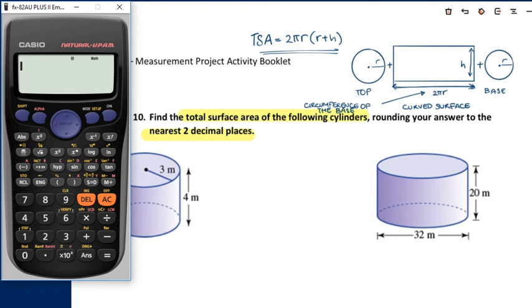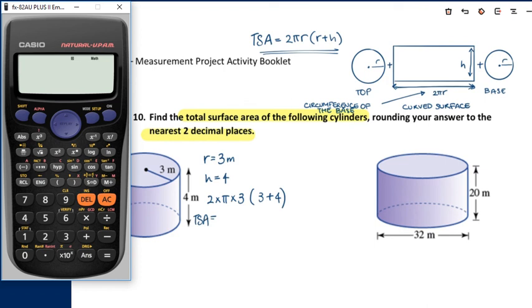So now taking a look at the first example here, we've been asked to find the total surface area of this particular cylinder. So we've got a radius of 3 meters, and we've got a height of 4. So using the equation above, we've got 2 times pi times 3, bracket, 3 plus 4. I'm just going to throw that straight into my calculator.